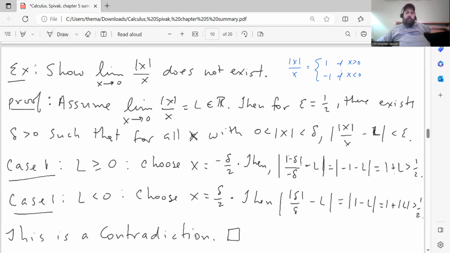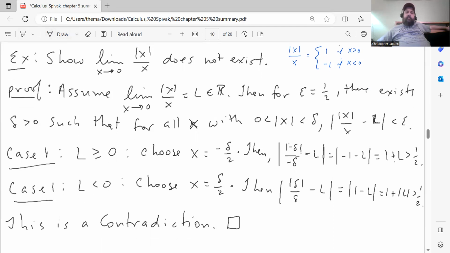So again, I'm going to do this by contradiction. Here's the proof. Assume that the limit as x goes to 0 of absolute x over x is equal to L in R. Then for example, epsilon equals a half, there exists delta greater than 0, such that for all x with 0 less than absolute x less than delta, you should be able to have absolute x over x minus L in absolute value less than epsilon. Right here, we chose epsilon to be a half. So again, we'll do this in two cases.